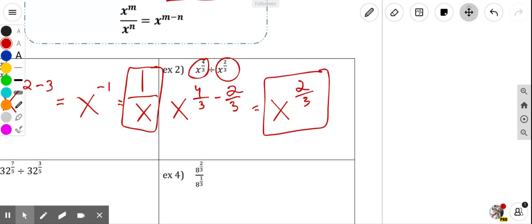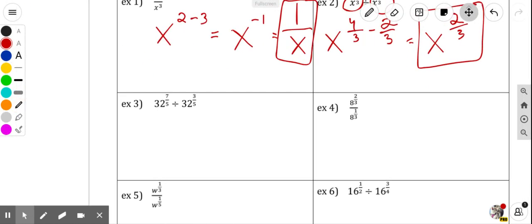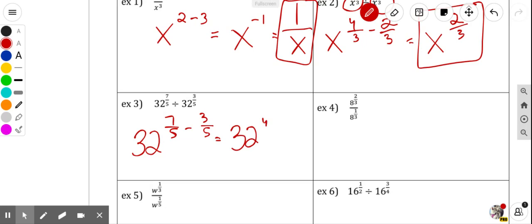You can only simplify further when the base is a number, like in number 3. So for this one, we have 32 to the 7/5 minus 3/5. So then you subtract the numerators, so it's going to be 32 to the 4/5, which we can keep going, right? So this turns into the 5th root of 32 raised to the 4th power. The 5th root of 32 is 2, so 2 to the 4th power is 16.